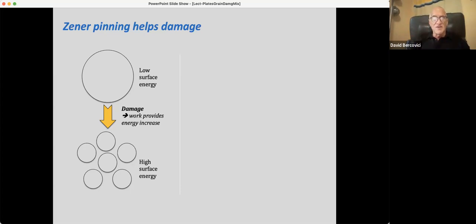And in any of these models or theories of trying to reduce grain size, the one thing you have to do is have an energy source to go from this low surface energy to high surface energy. And that energy comes from the deformational work that you put into it, okay? This is similar to how fault gouge is also generated, but different, okay? This is all in a ductile regime. So work provides the energy to break this grain up.